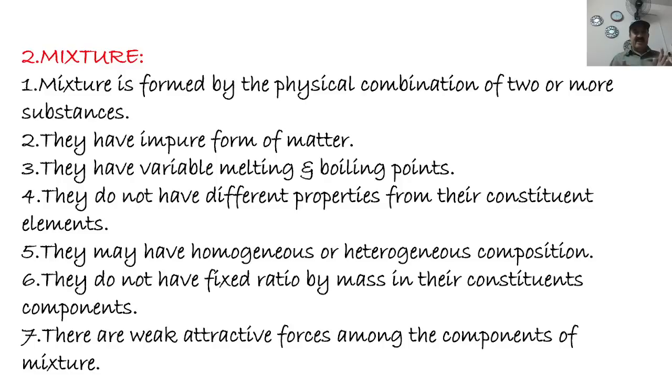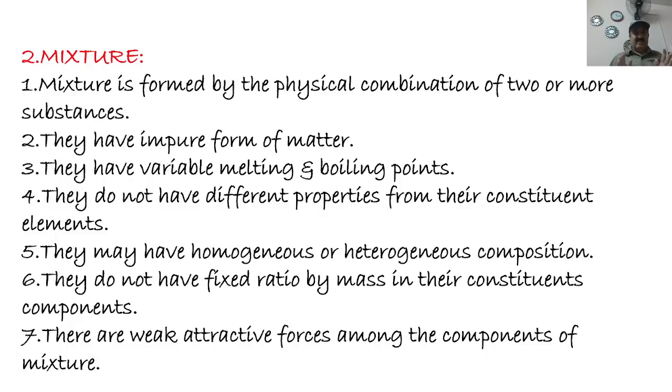Now we come to the mixture. These are some points of a mixture. A mixture is formed by the physical combination of two or more substances. Compounds are a chemical combination, but mixtures are a physical combination. We physically combine two or more elements. Number two, they are an impure form of matter. Number three, they have variable melting and boiling points, while compounds have fixed melting and boiling points.